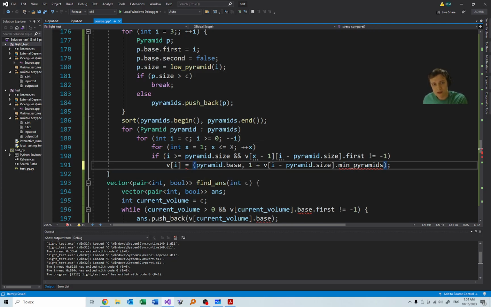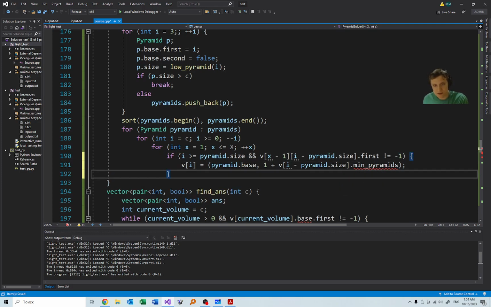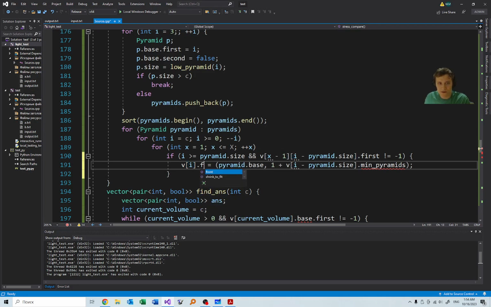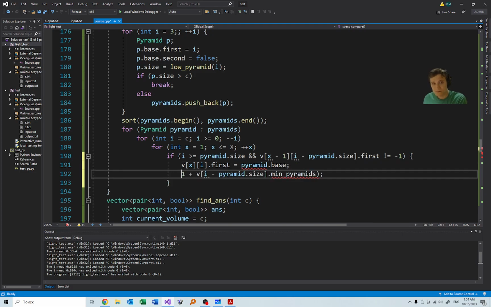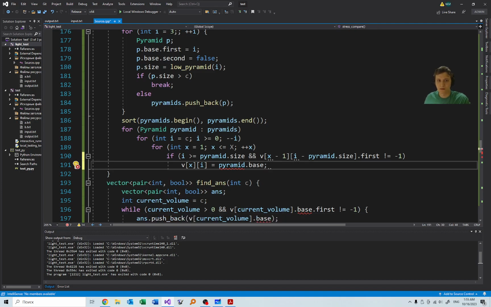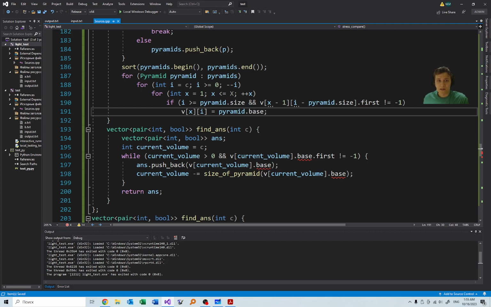So if it is possible, then I update VI. So, yes. I say that VI dot first VXI. We can express I as the sum of x pyramids, if the first pyramid is the pyramid dot base. And stop. I can just put this. Yeah. Nice. It's actually nice, I think.